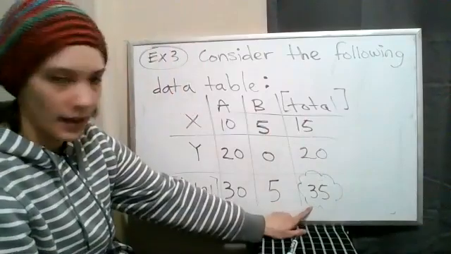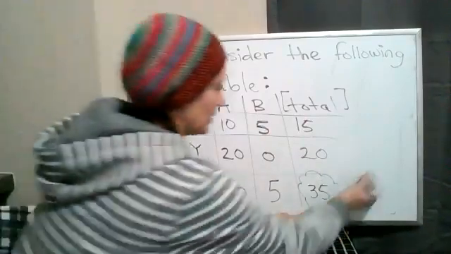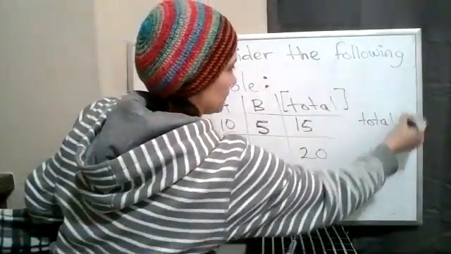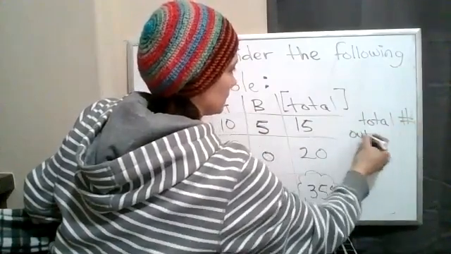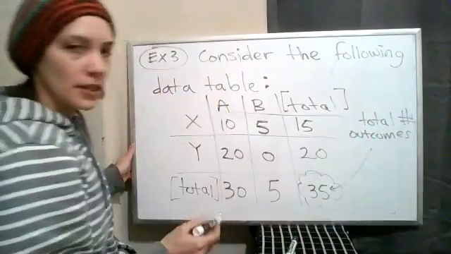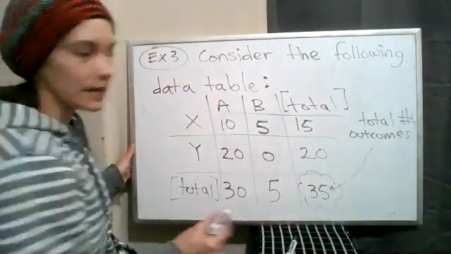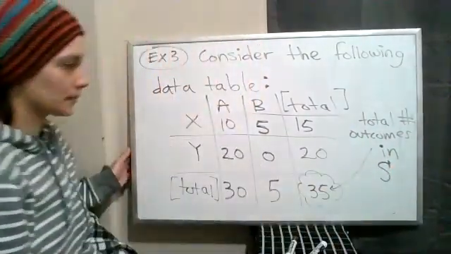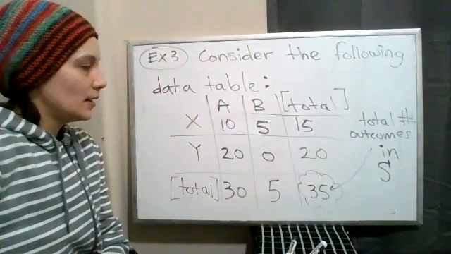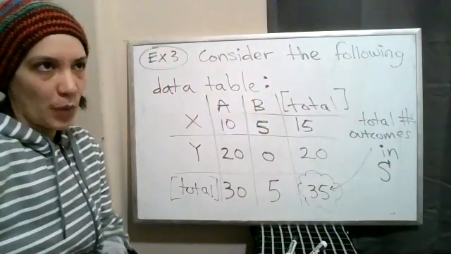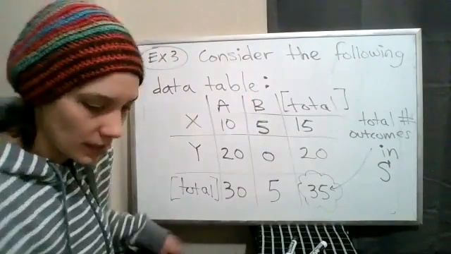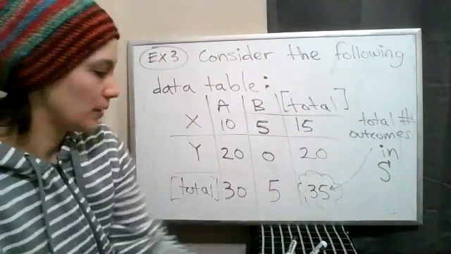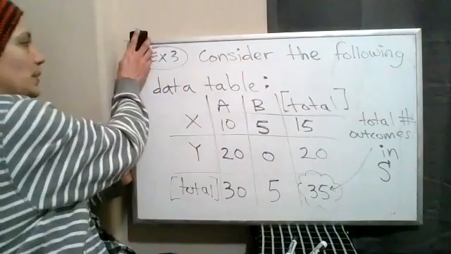And this is the place where you have that number of elements in S. So putting total number of outcomes in S. Find probability of A. Let's see. We'll call this number 1. So for number 1, P of A.